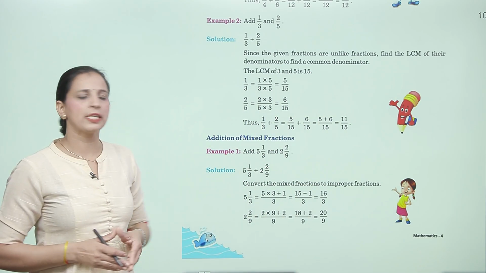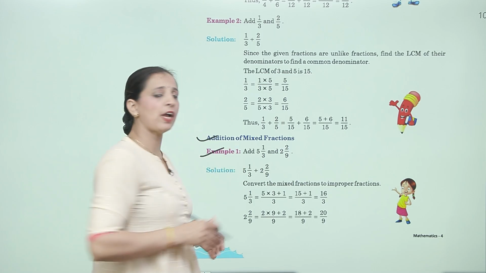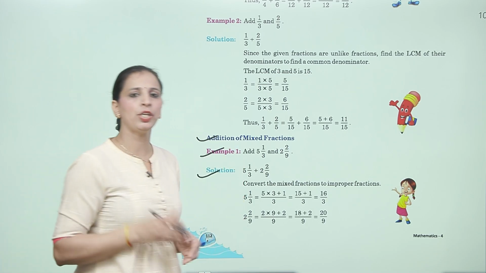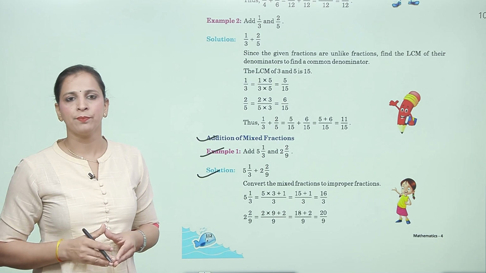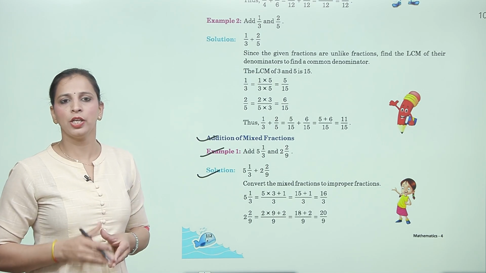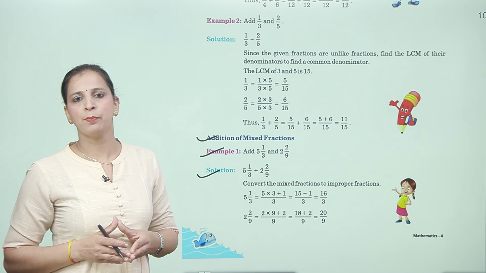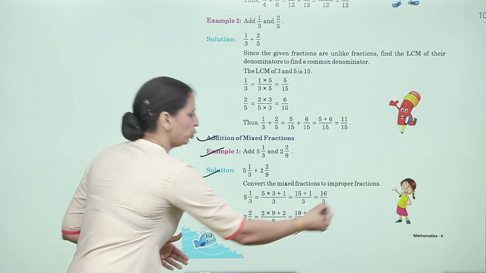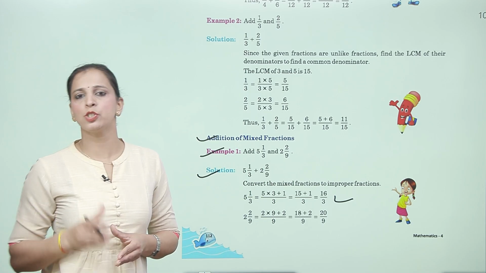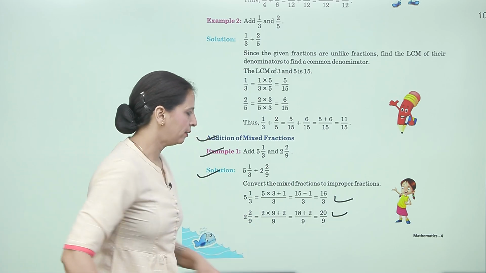Now addition of mixed fractions. Example 1, add 5 and 1 by 3 and 2 and 2 by 9. Solution, 5 and 1 by 3 plus 2 and 2 by 9. Convert the mixed fractions to improper fractions. Now 5 and 1 by 3 is 5 into 3 plus 1 upon 3, which is 15 plus 1, 16 upon 3. 2 and 2 by 9 is 2 into 9 plus 2, which is 18 plus 2 is 20 by 9.